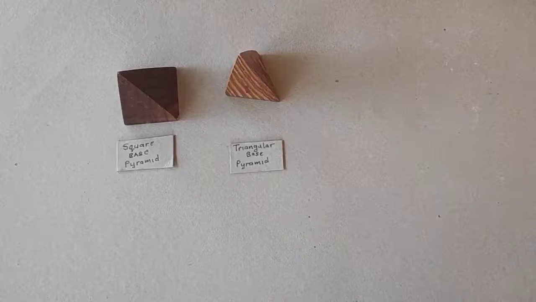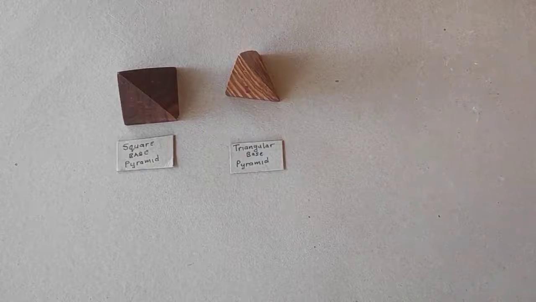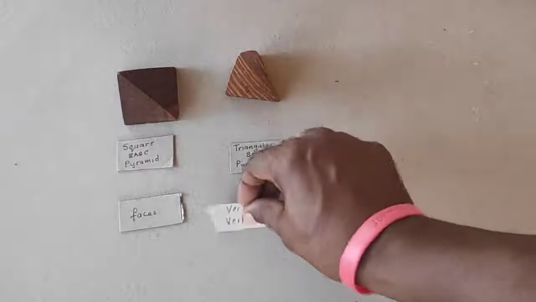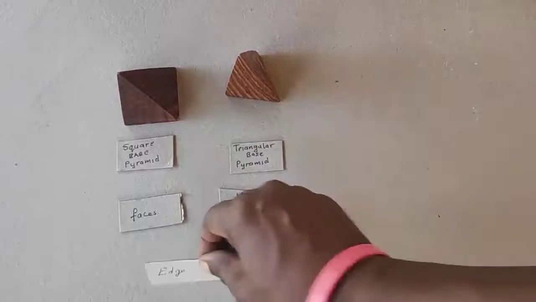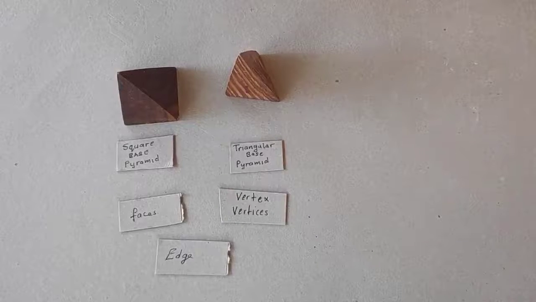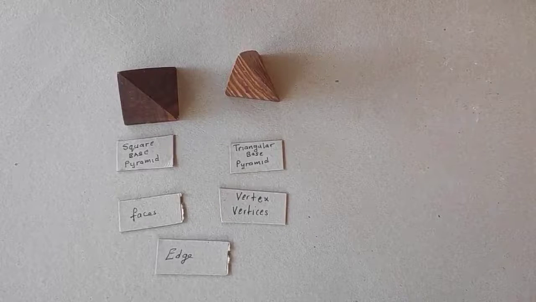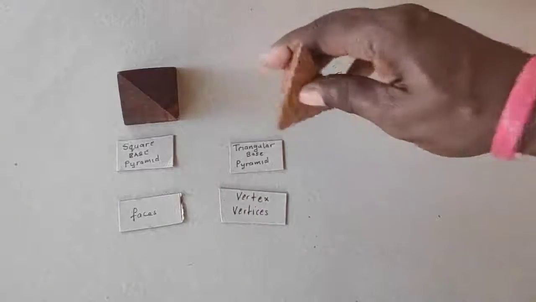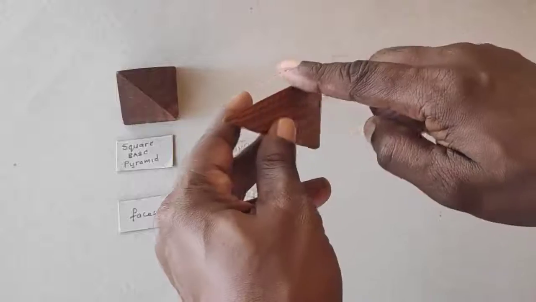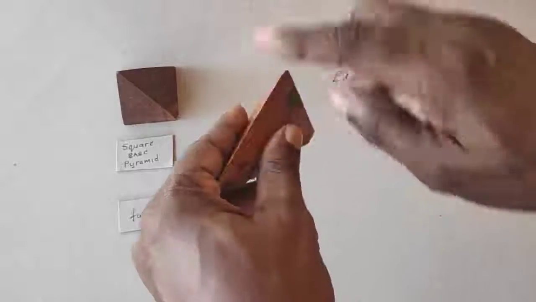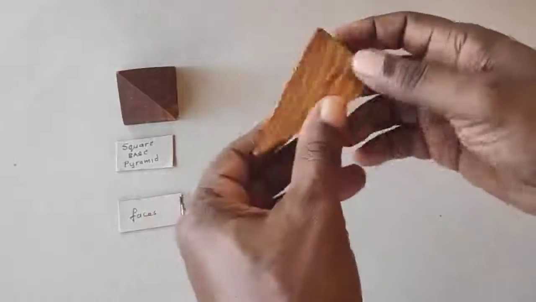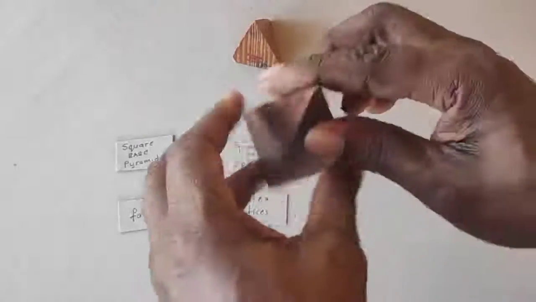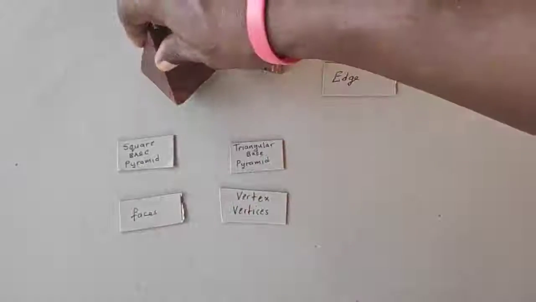Remember, we talked about some other words. We talked about faces. We spoke about vertices, and we spoke about edges. What did we say is an edge again? An edge is the line where two faces meet. Edge, edge, edge, edge, edge, edge.